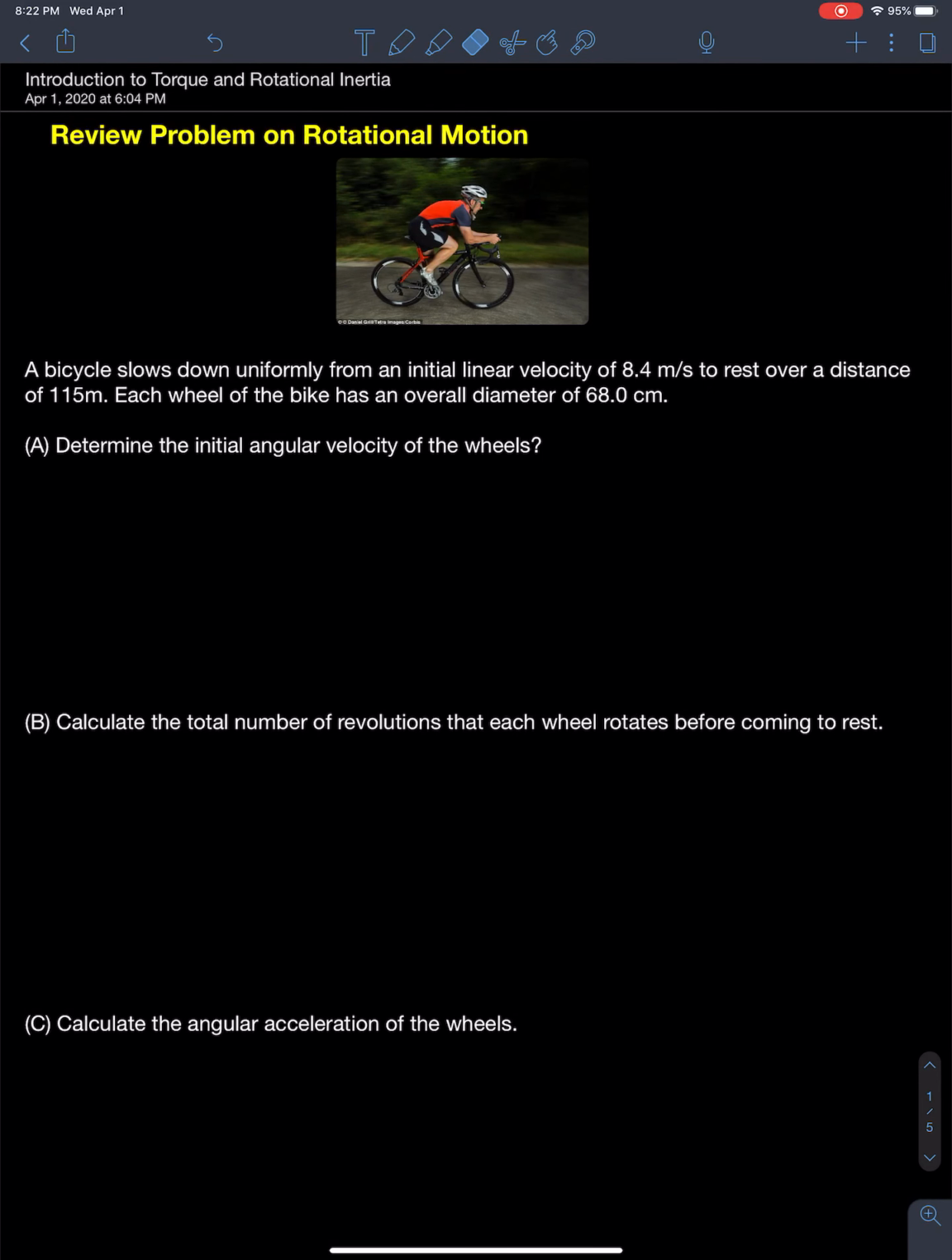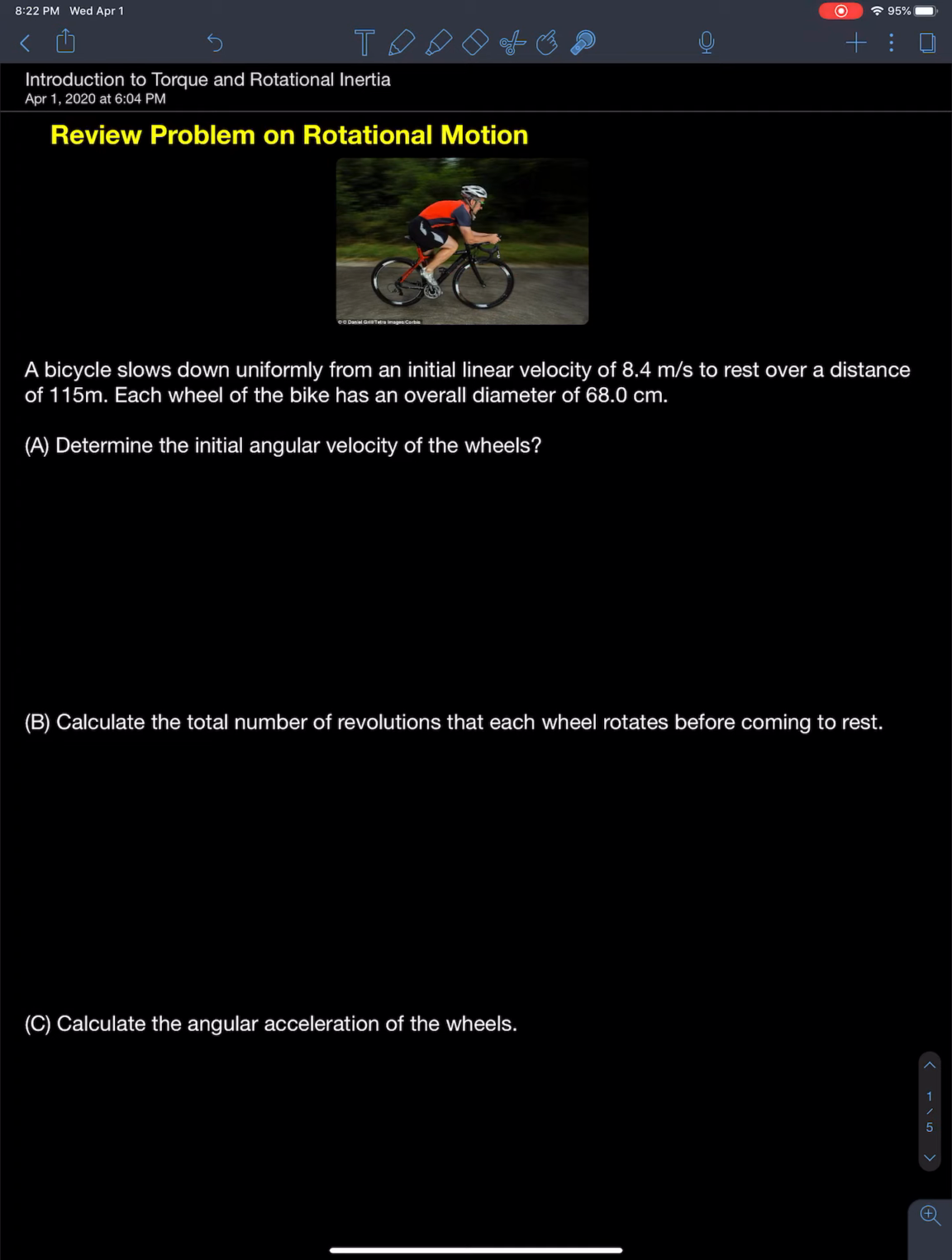This is the second part of engineering physics, where we're going to be doing the introduction to torque and rotational inertia. Last class we talked about rotational motion and the kinematics of rotational motion, and I just wanted to start this lesson off by doing a review problem to see that we've covered everything that we needed to cover last class.